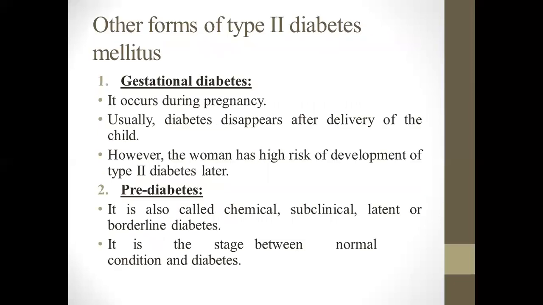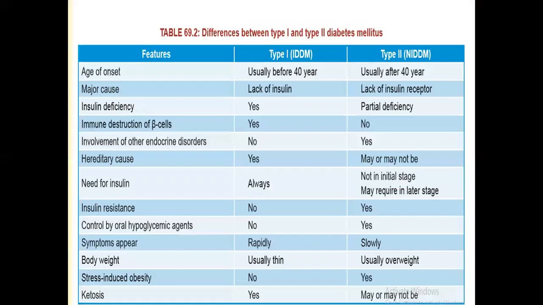Other forms of type 2 diabetes mellitus are gestational diabetes and pre-diabetes. Gestational diabetes mostly occurs at the time of pregnancy, and pre-diabetes is also called chemical, subclinical, latent, and borderline diabetes. It is a stage between the normal condition and diabetes.